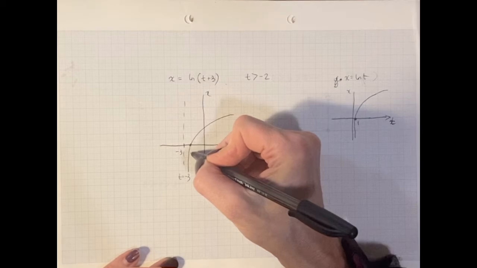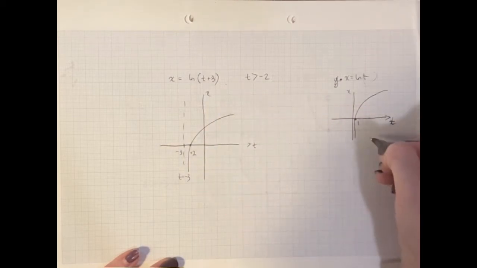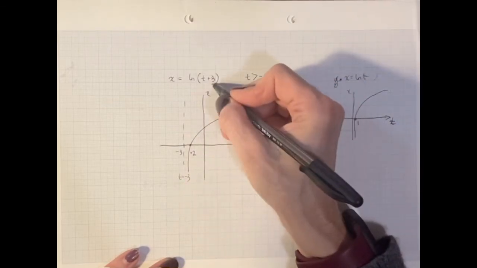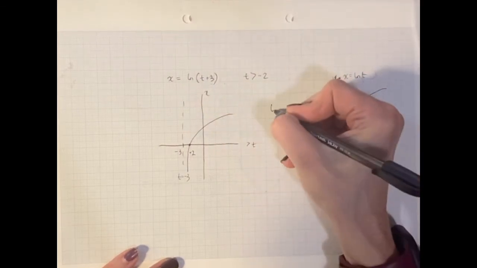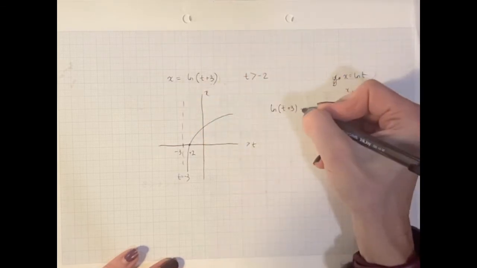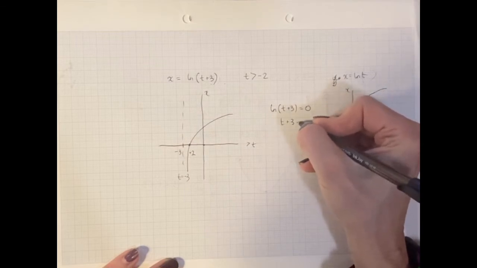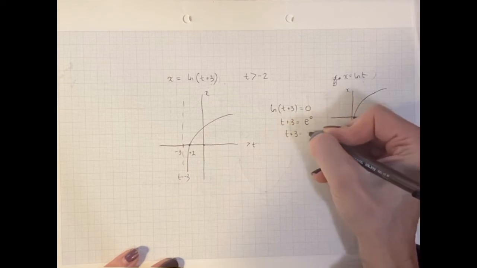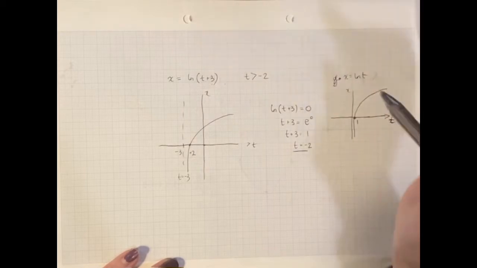So this value I predicted to be -2 because it used to be at 1. If you shifted 3 to the left, it will go to -2. If you want to double check, you're going to try and solve it when this is equal to 0. Normally it will be the y-axis, but this time it's x, when x is going to be 0. So you get t plus 3 is equal to e to the power of 0, which is 1. So t plus 3 is equal to 1, giving me t equal to -2, confirming this value over here.